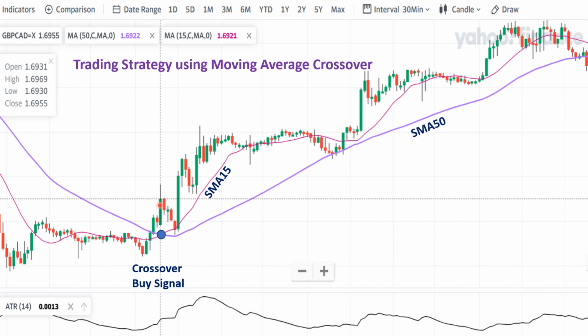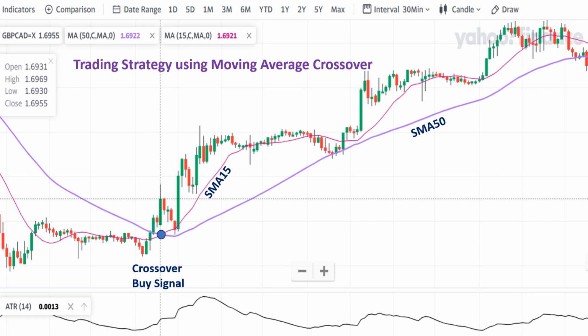Notably, the average true range for this bullish candle is recorded at 13 pips. Given this setup, I decided to enter the trade at the close price of this bullish candle above the crossover, as it indicated upward momentum.